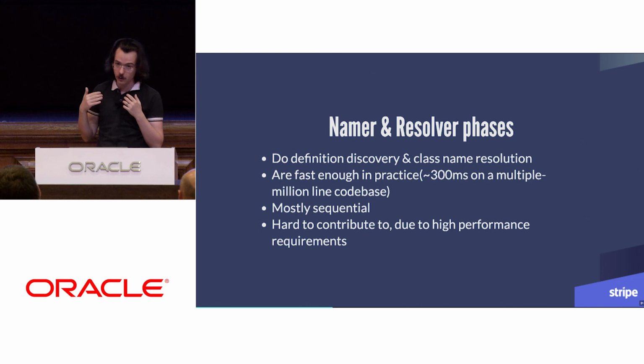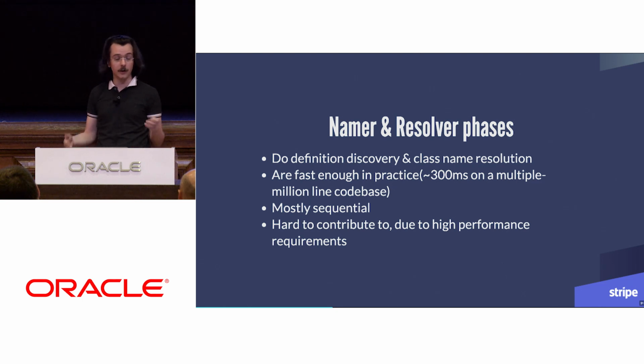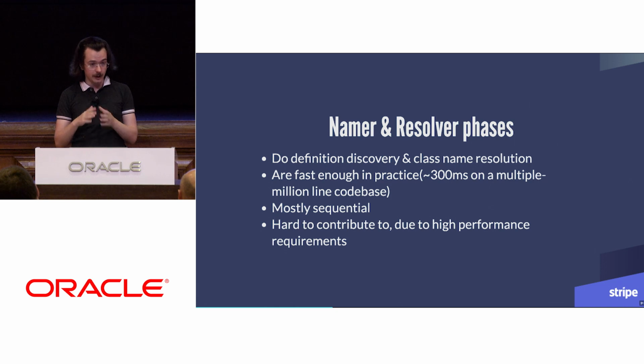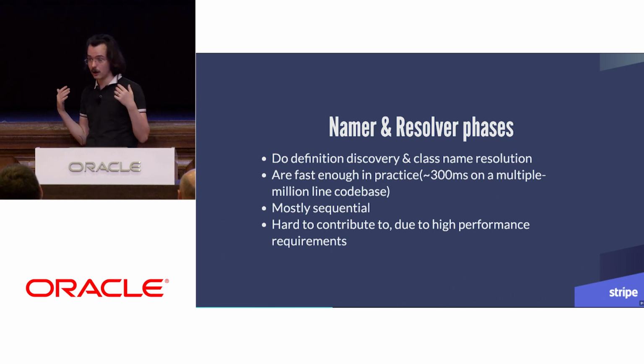Because of this global knowledge, those phases are, from external observation, mostly sequential. There's some hand tuning for things that benefit from being parallel. But this is the bottleneck from the point of view of scaling. On our few dozen million line code base, they currently take 300 milliseconds. So in practice, it's fast enough. But that's the part that does not substantially speed up when you have more cores. This is the hardest part to contribute to. It's the hardest one to iterate on. So we're intentionally putting as few things as possible into it.